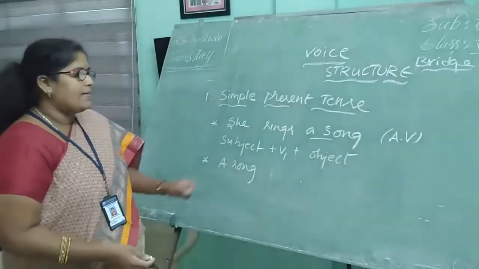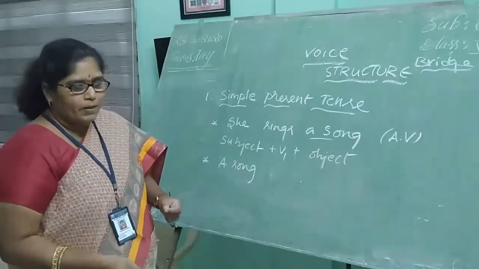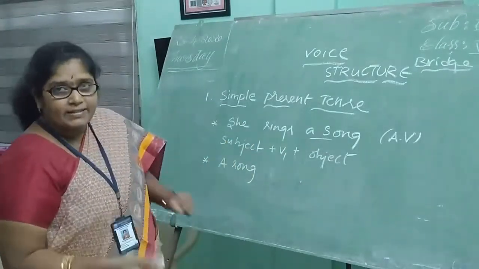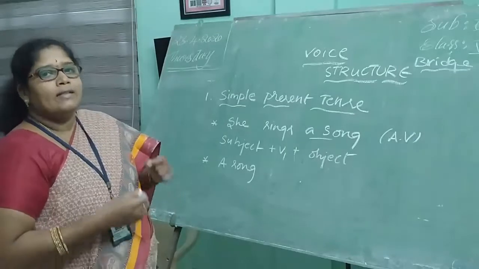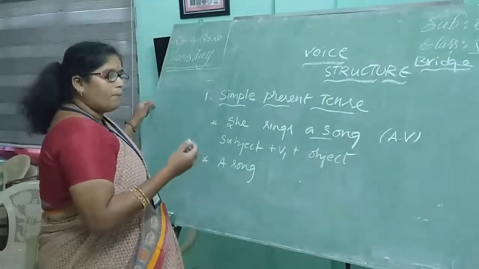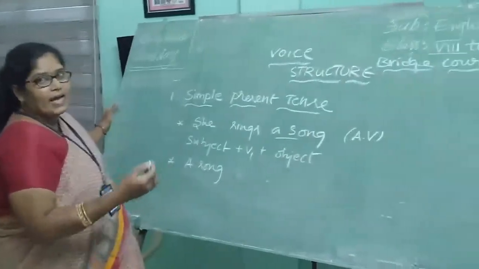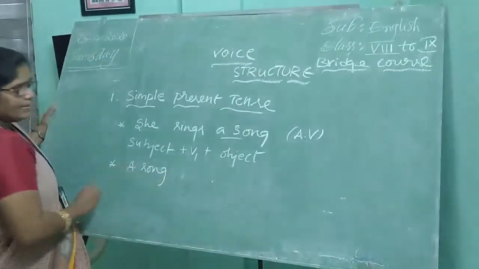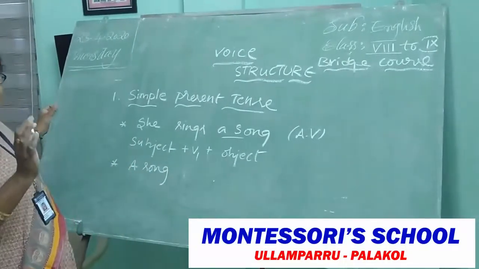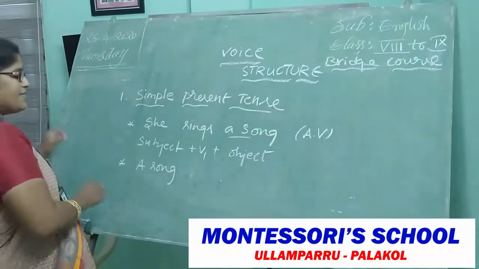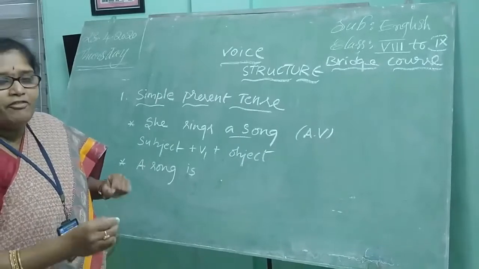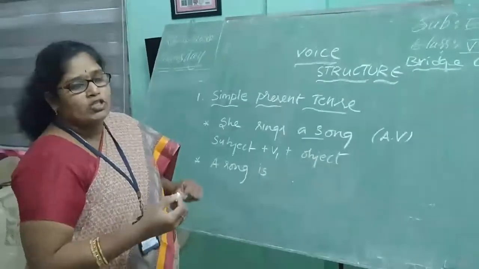Next, second rule is a suitable helping verb must be used. So here the tense of the sentence is present tense. So we have to use the simple present tense helping verbs, children. Simple present tense helping verbs are is, am, are. So as the subject is singular, I am taking is. Out of the 3 is, am, are, I am taking is. A song is.